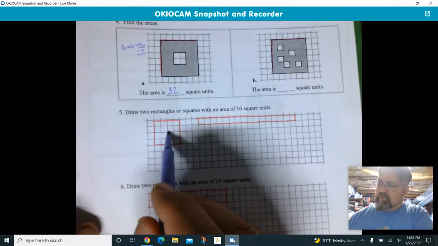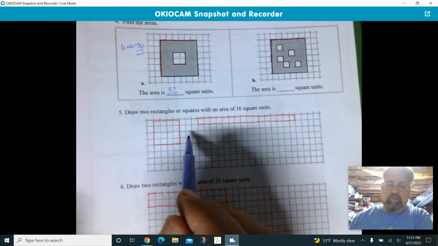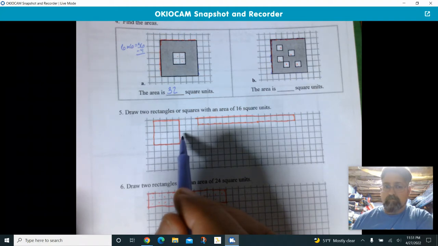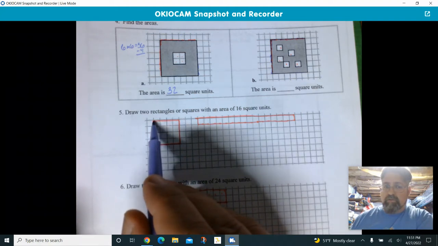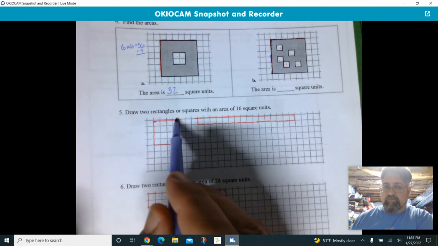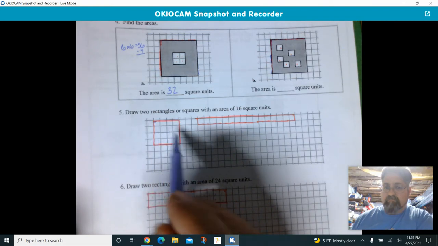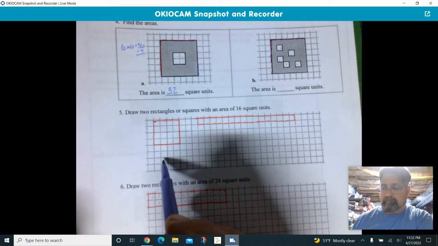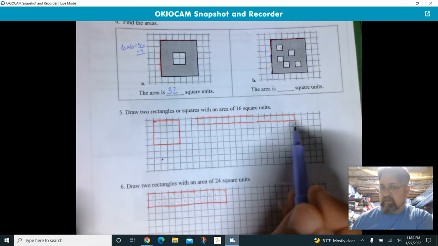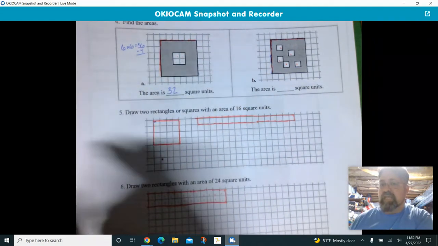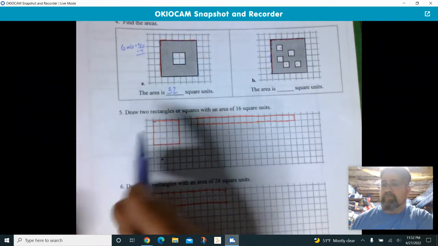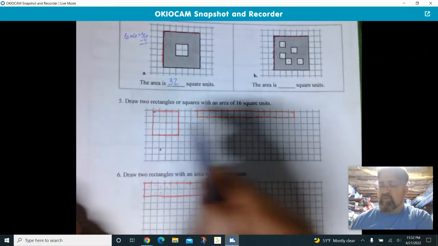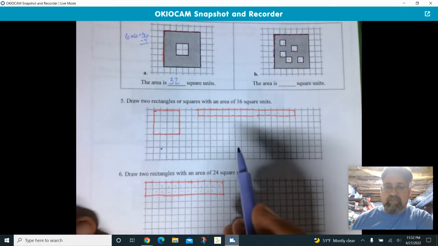You did it yesterday. Draw 2 rectangles or squares with an area of 16 square units. Okay. So you could do 4 by 4, because 4 times 4 is 16. What else could you do? 1 times 16. If you figure out the factors of 16, what times what will give you 16, that will give you examples of what you could do here, right?